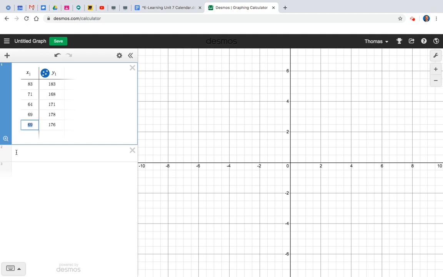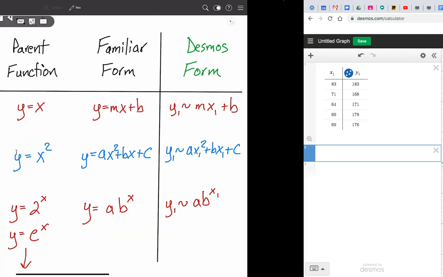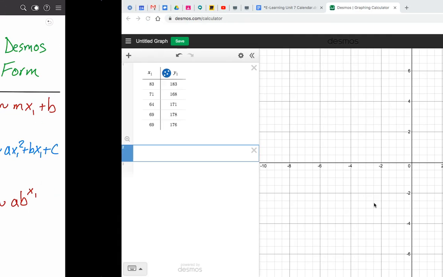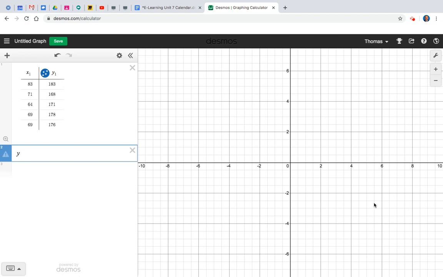Now, I have to test it, and I have to see the correlation coefficient on all of these, okay? So let's first create an equation that we think is going to be a linear function, okay? So I'm going to go first linear, then quadratic, and then exponential. So we are thinking it could possibly be linear.